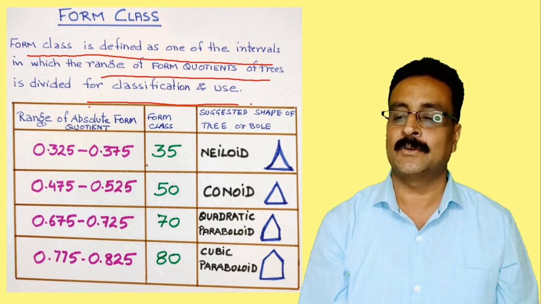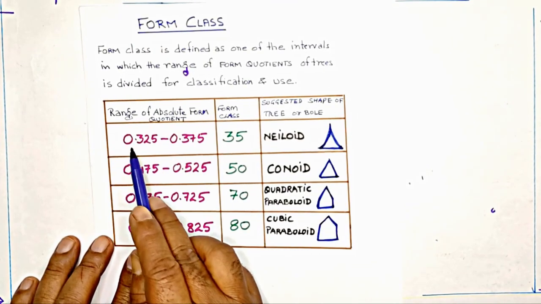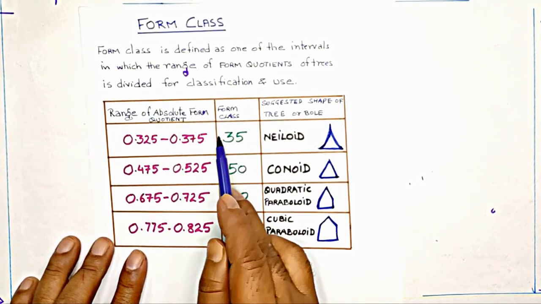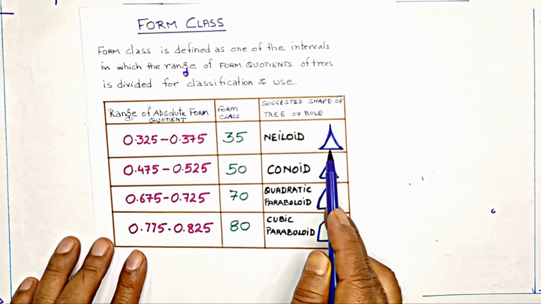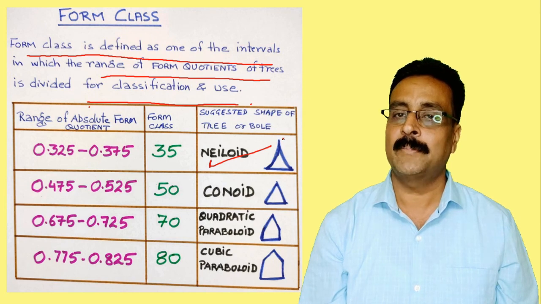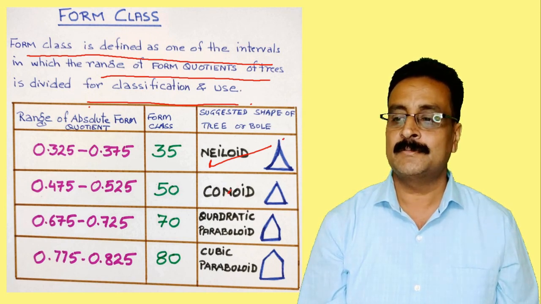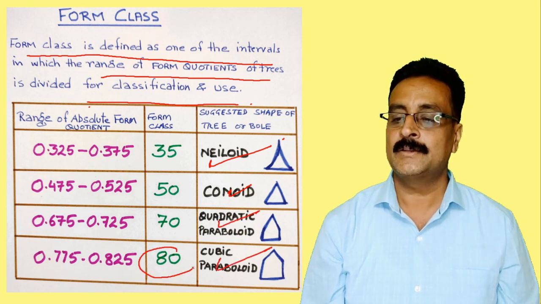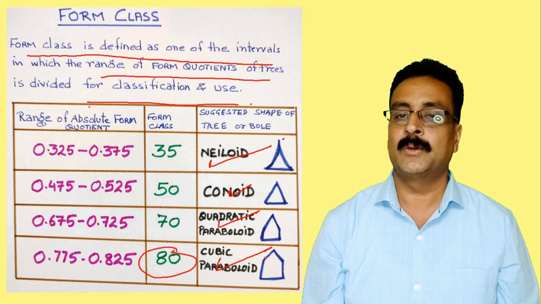So we classify like this. We are taking the range, suppose 0.325 to 0.375. So at the mean of this, 0.35, we take its shape as neiloid. I told you that this is neiloid here. More taperness, less form factor. Similarly, the taperness is a bit less and form factor is also increasing. In cubic paraboloid, we can see it is 0.8. So this is cubic paraboloid.